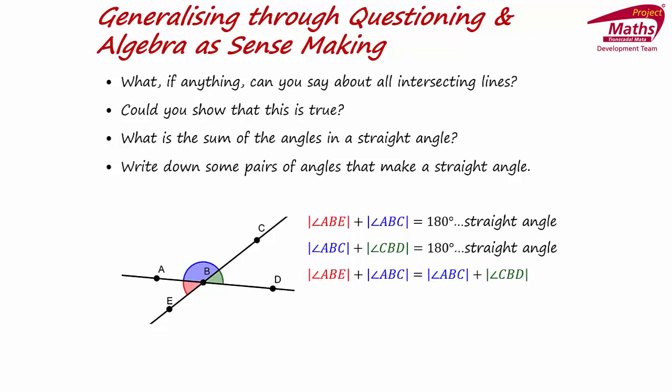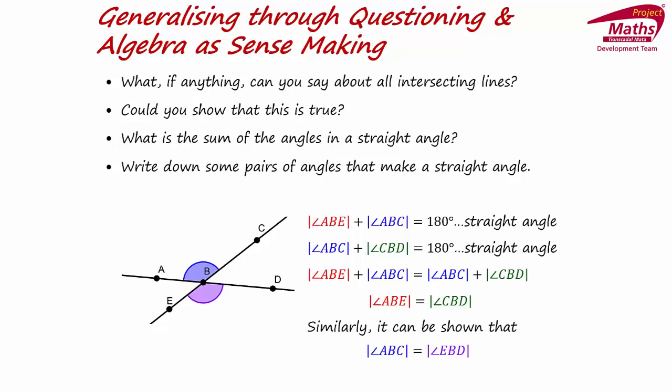We can also write down a new relationship then and use algebra to express that relationship. So the measure of the angle ABE plus the measure of the angle ABC is equal to ABC plus CBD. And this equation can be simplified to write down that the measure of the angle ABE is equal to the measure of the angle CBD. Similarly, it can be shown that the measure of the angle ABC is equal to the measure of the angle EBD.